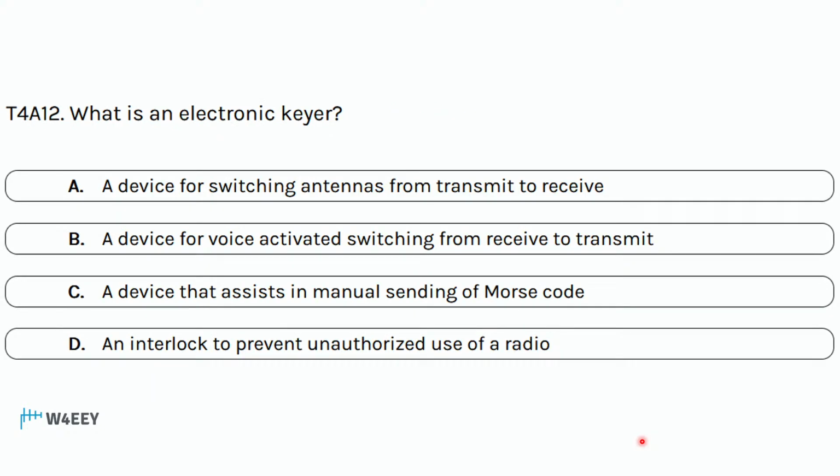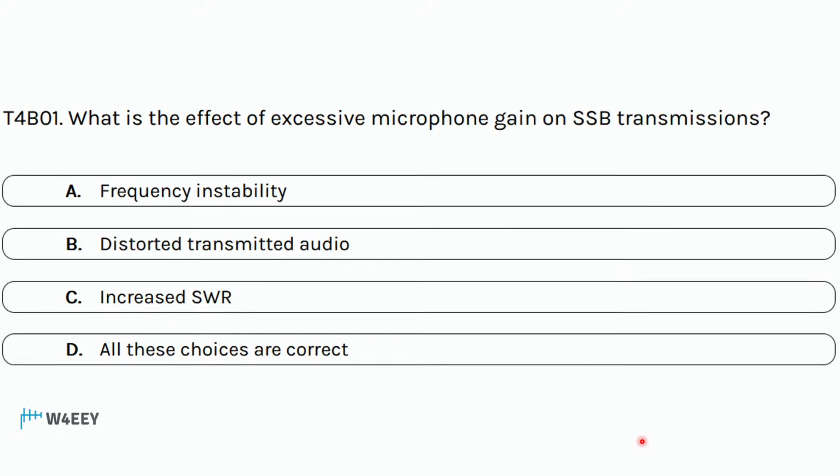And what is an electronic keyer? Charlie. Yes, it's a device that assists in the manual or hand sending of Morse code. And what is the effect of excessive microphone gain on single sideband transmissions? What do you think? Bravo. Yeah, it will be distorted. With the mic gain, it's like that Goldilocks we looked at, too little, too much. If it's too much, you're going to have distorted transmitted audio. And people will tell you, hey, your audio sounds horrible.